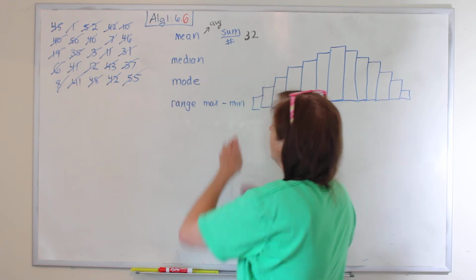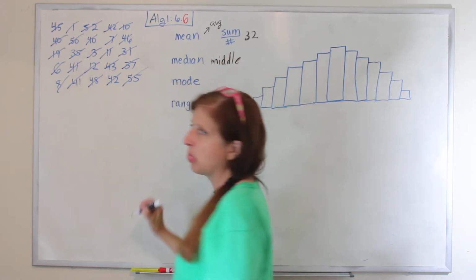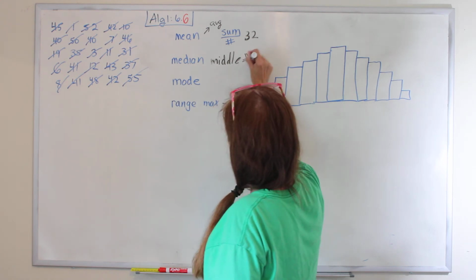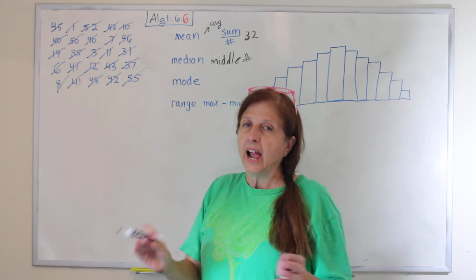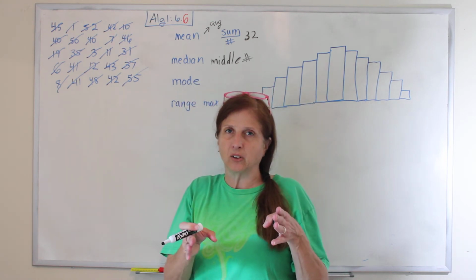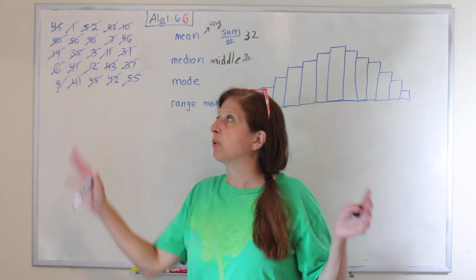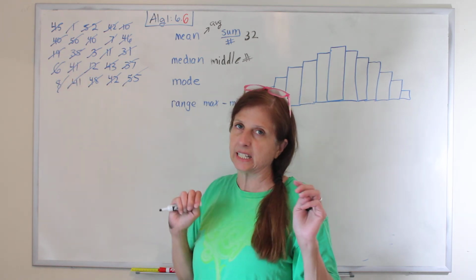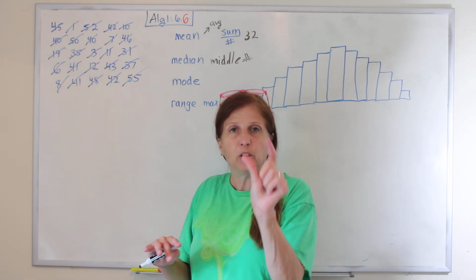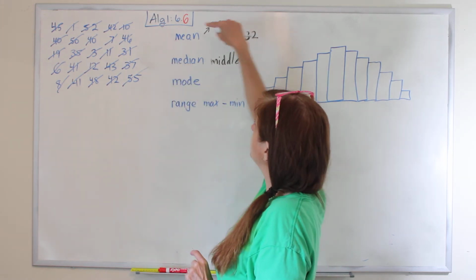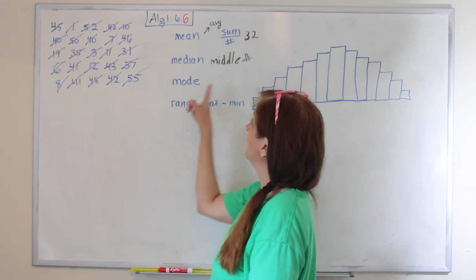Okay, median means middle. So we'll just start calling it the middle number. What you do to get the median is you put them all in order and then look and see which one's in the middle. There'll only be one in the middle if you have an odd number of data entries. If you have an even number of data entries, you'll have 2 in the middle. And then what you do is you average them. You add them up and divide by 2 and it'll give you the median.